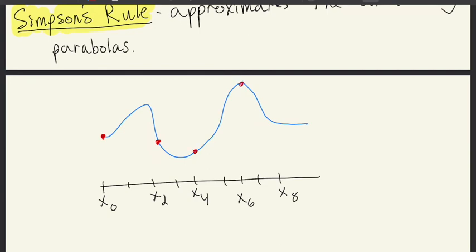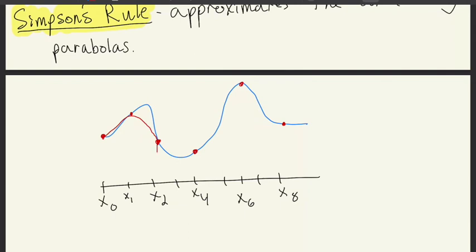So Simpson's rule is a little bit different in that n must be even so that you can get these. Let me draw and then explain what I'm saying. Between 0 and 2, you're going to draw a parabola where the middle, x1, is the maximum or minimum of that parabola. So x1 is here.